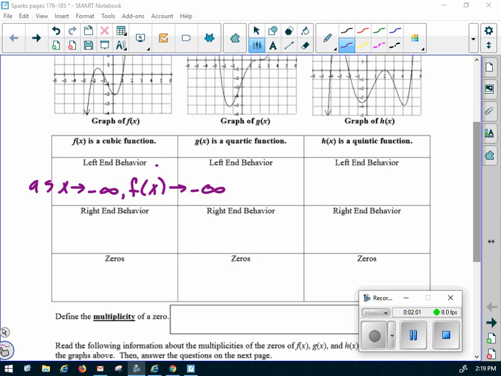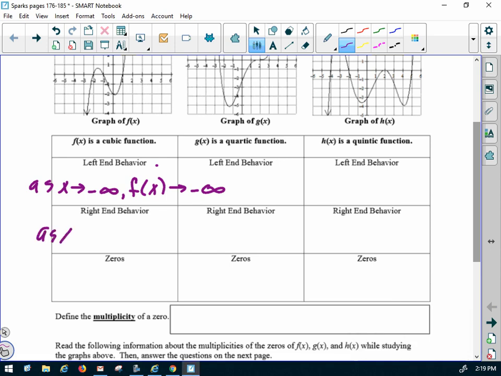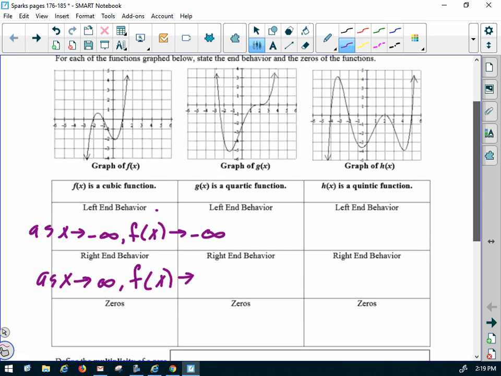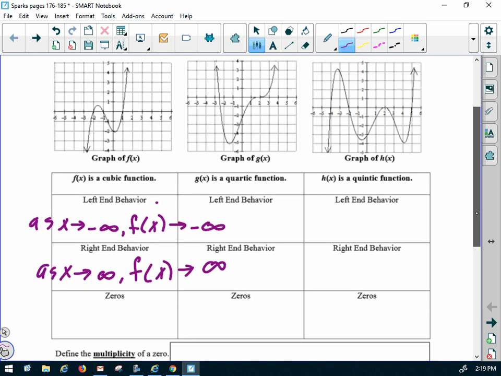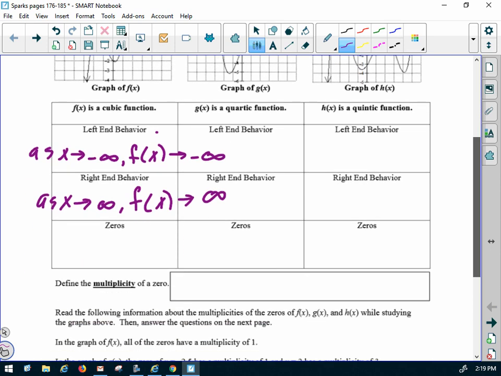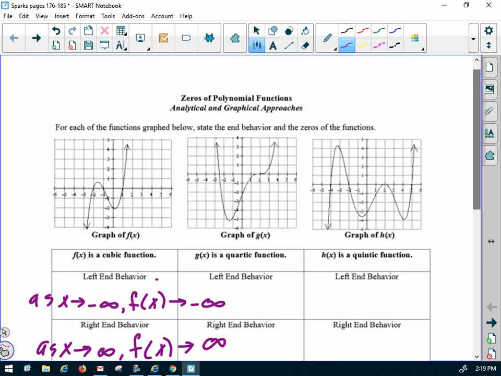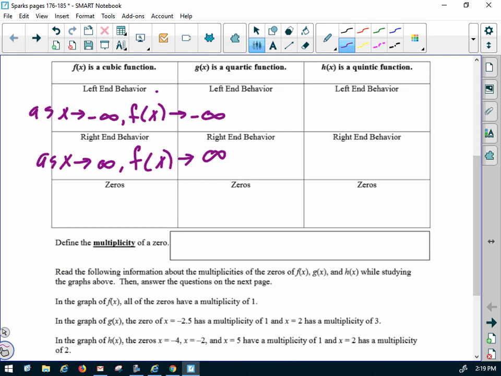Right end behavior. As x approaches infinity, what does this function do? Approaches infinity, right. What are the zeros? -2, -1, and 1. And I can put plus or minus 1 there if I wanted to. Please put x equals, because zeros are always x values.